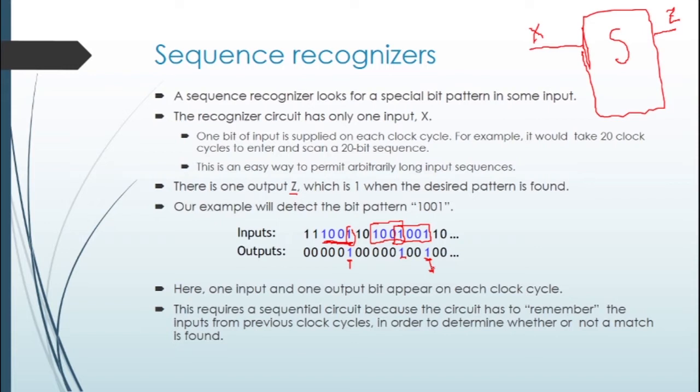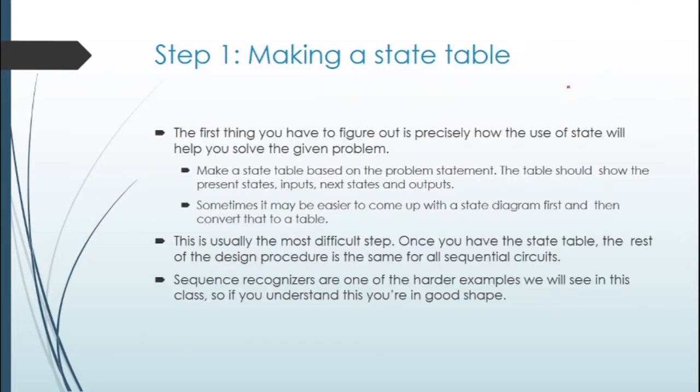How to design this? Let's start the whole sequential circuit design process for this one. Right, so we have got one input X, one output Z. The system has a clock cycle C as well, so we can write a C here as well. That C is basically changing, and for each clock, the X value changes as well. So first thing we have to figure out is precisely how the use of states will help you solve the problem. This is basically the most difficult step in this whole process.